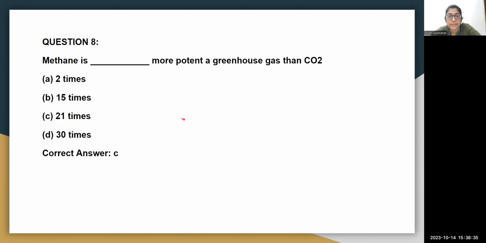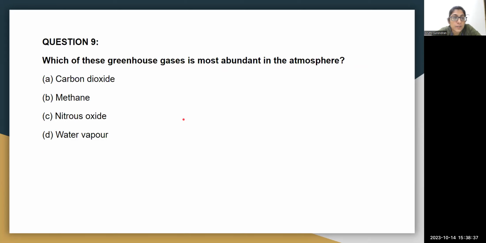Okay, moving on. Which of these greenhouse gases is most abundant in the atmosphere? We talked about how harmful these greenhouse gases are, in terms of how much more potent they are compared to carbon dioxide. Which of these greenhouse gases is the most abundant in the atmosphere?